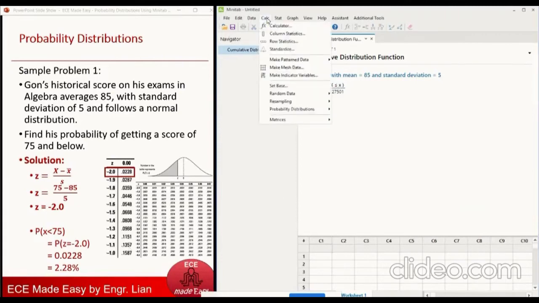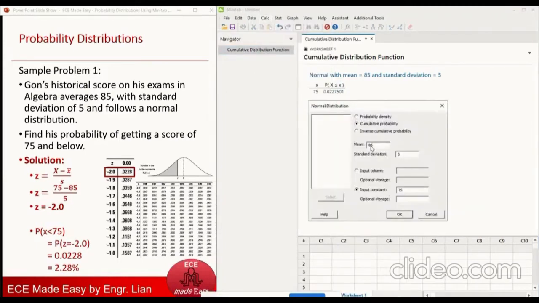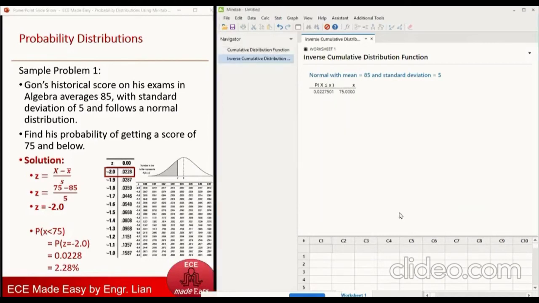Now, if we want to double check the answer, we could actually do it in reverse. We could use the same data, but instead of getting the probability, what if we know that the probability is 2.28% and we want to get the value or equivalent score with a probability of 2.28%. So we will use the inverse cumulative probability, and we will type in here the probability, which is 0.022751 to be exact. We used the output a while ago. So click OK, and there it will return the value of 75.